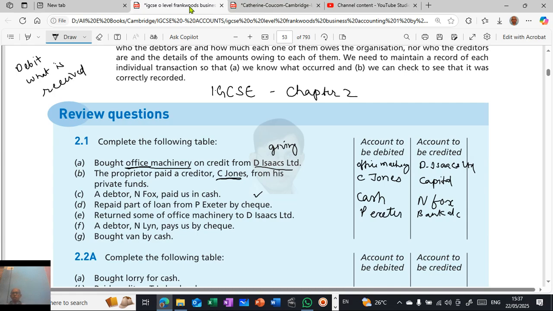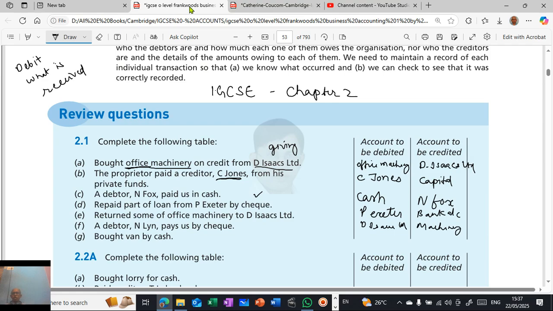Returned some office machinery to D Isaacs. So exactly reverse it. That's all. D Isaacs will be debited because he is receiving now. Earlier he had given, now he will be receiving. So D Isaacs will be debited and machinery will be credited, because machinery is going out, given away.